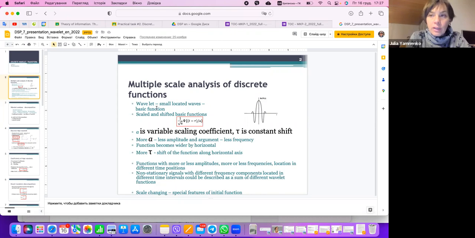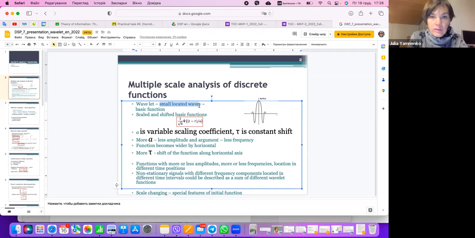So the basic function of this method is a very small oscillation, or small wave, like, for example, here in the slide that you can see. So it's a small localized wave that is considered the basic function. We will analyze the original function, the original signal, using this basic function as small waves.